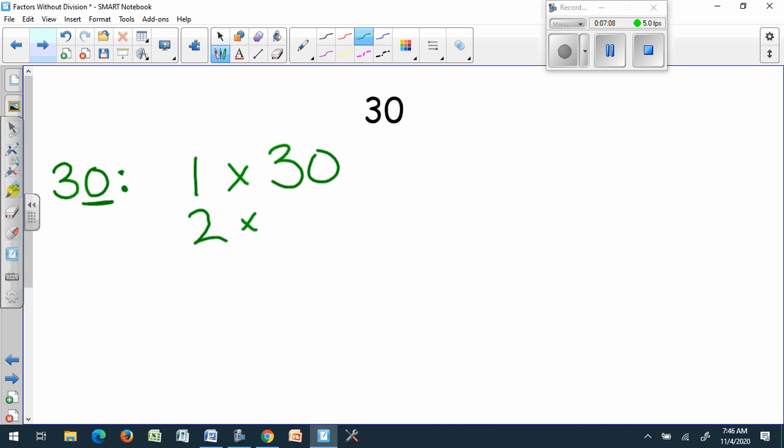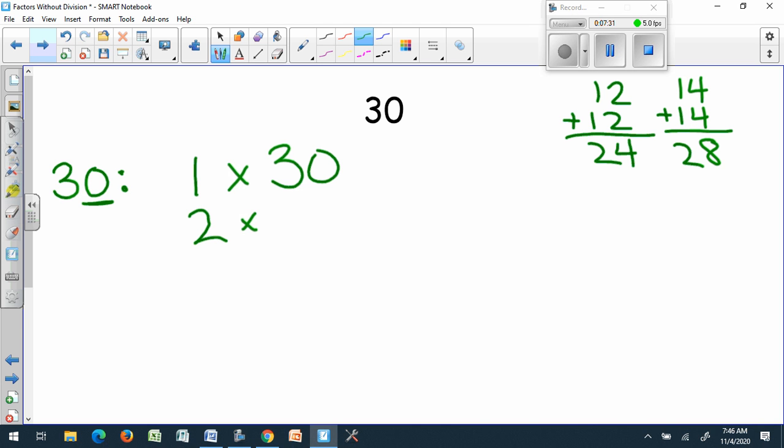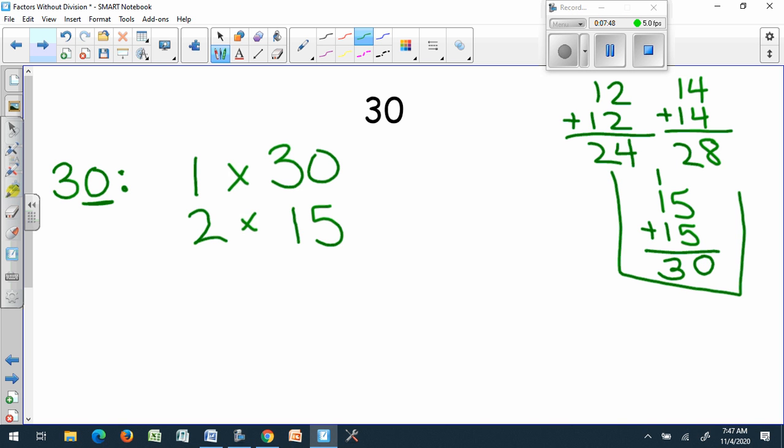Now this is another one of those times where you might have to figure out what times 2 equals 30. If you didn't want to draw all those lines like I did in the last problem, you can also think about division, because you know you have to add a number twice to get to 30. Well, I know that 12 plus 12 is 24. So I know I have to go bigger than 24. Let's try 14. Well, 14 plus 14 is 28. So I need to go just a little bit higher, and I'm going to try 15. Now, some of you may have already known this. 15 plus 15 equals 30. So that means that 2 times 15 equals 30. Sometimes you might have to do a little work like this to figure out your factors.